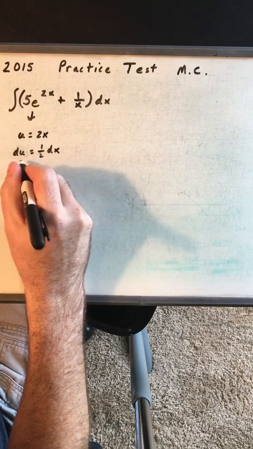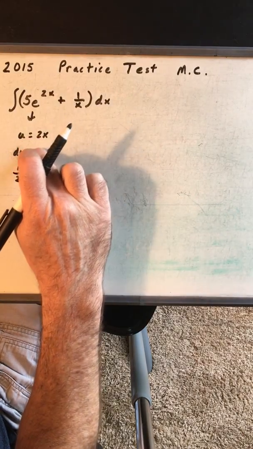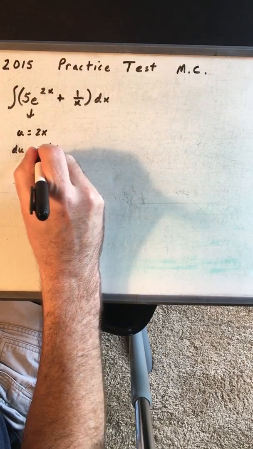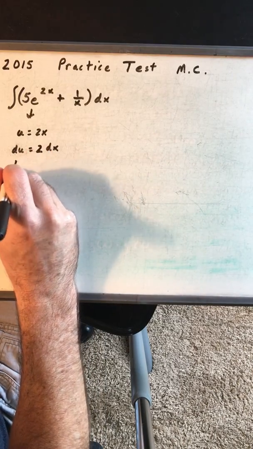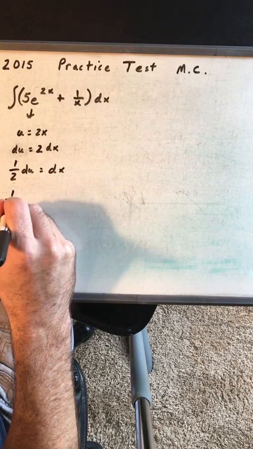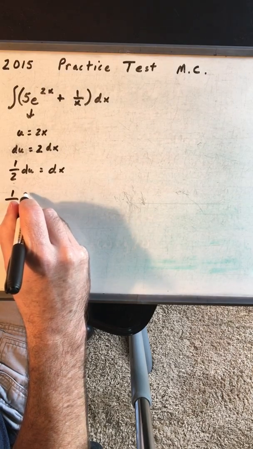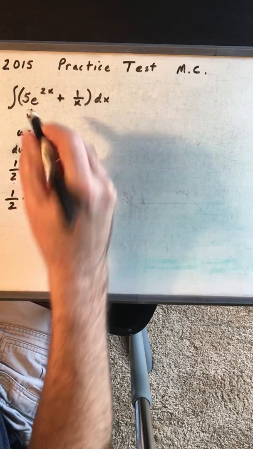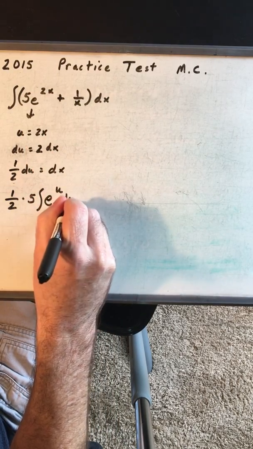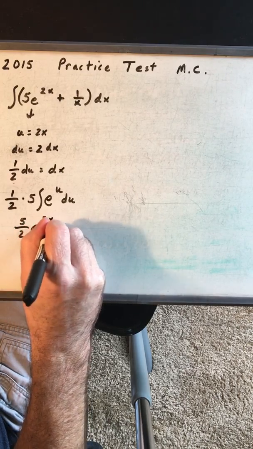Right? And so we could rewrite that part as 1/2 out front. Du is 2 dx. So we'd have 1/2 du is equal to dx. So we'll rewrite the first part of the integral as 1/2, and then I'm going to go ahead and bring that 5 out front, e to the u du. So it's going to be 5/2 e to the 2x.